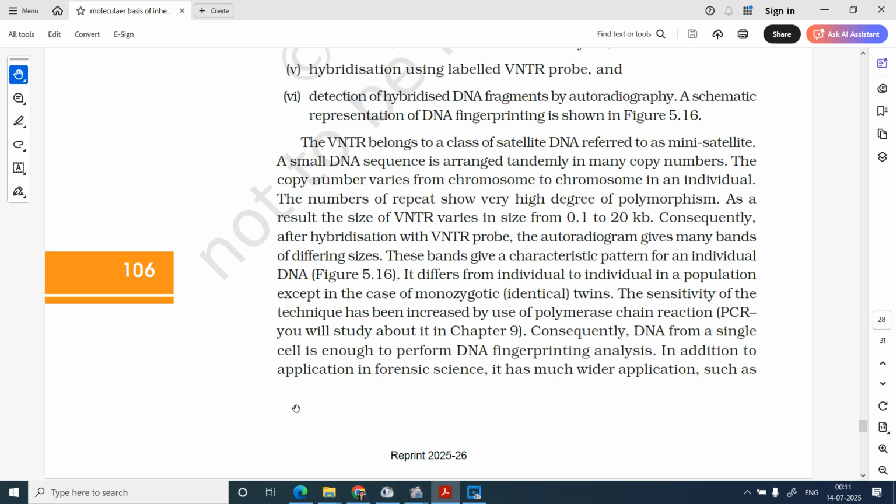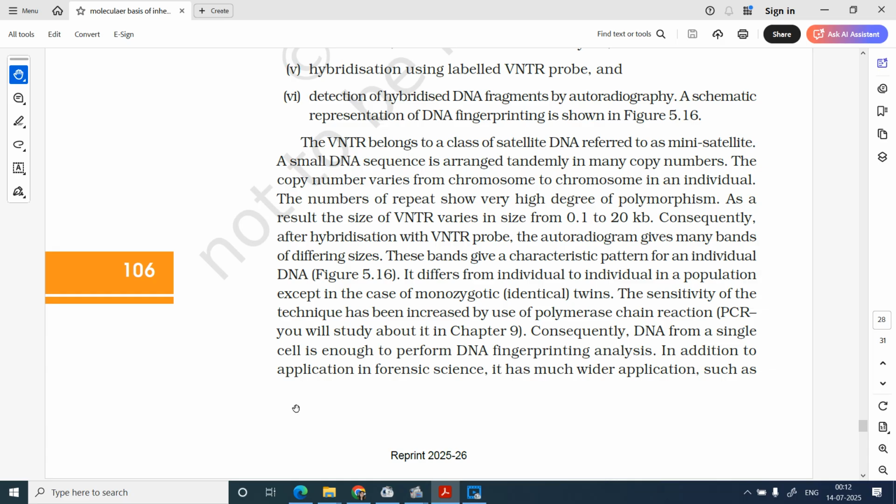The VNTR belongs to a class of satellite DNA referred to as minisatellite. A small DNA sequence is arranged randomly in many copy numbers. The copy number varies from chromosome to chromosome in an individual. The number of repeats shows a very high degree of polymorphism. As a result, the size of VNTR varies from 0.1 to 20 kilobase pairs.